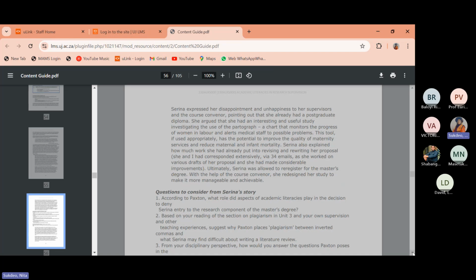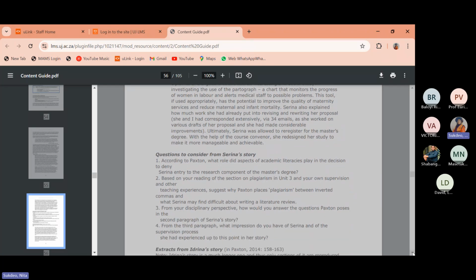She and I had corresponded extensively, I being Paxton, via 34 emails as she worked on various drafts of her proposal, and she had made considerable improvements. Ultimately, Serena was allowed to re-register for the master's degree with the help of a course convener. She redesigned a study to make it more manageable and achievable.